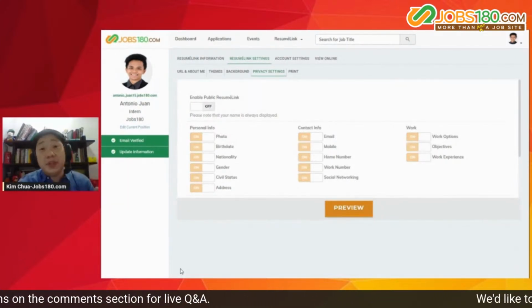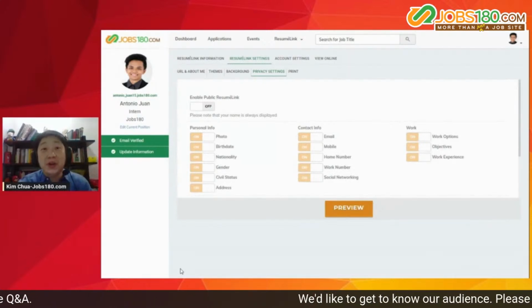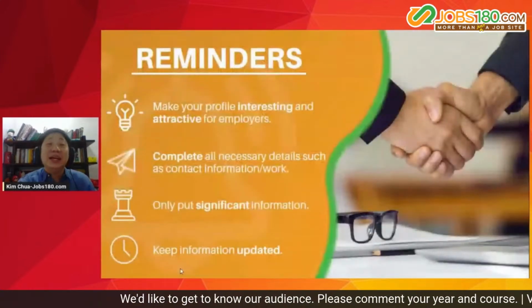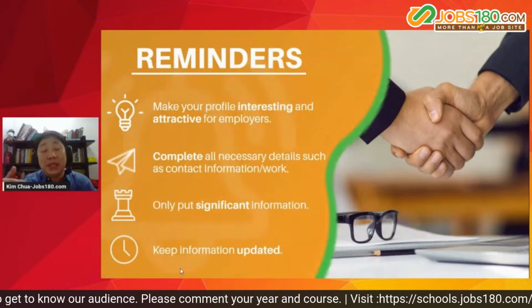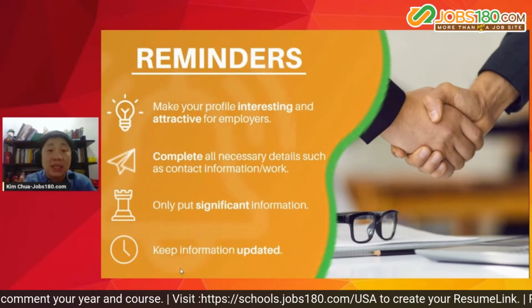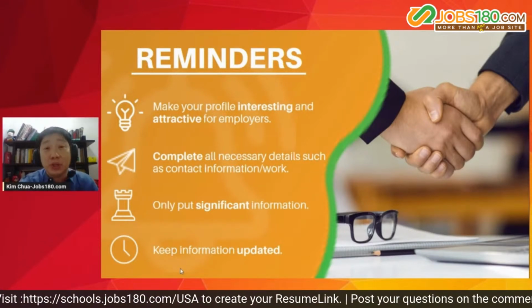If you want to turn off everything, then okay lang. You can just turn off the button. Enable public resume link, off. Wala nang lalabas sa public. Kahit na anong information. Okay? So, yan ang re-remind ko sa inyo. The second step is for you to complete the information. And in doing so, please make sure that your profile is interesting, diba? Yung information mo kompleto at updated ang details niyo para mabilis kayo makontak ng mga HR.